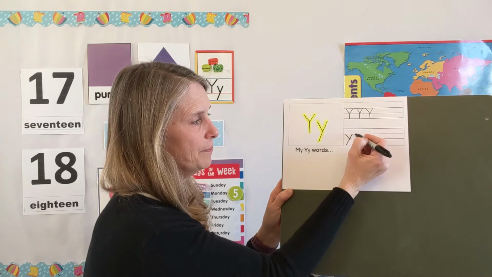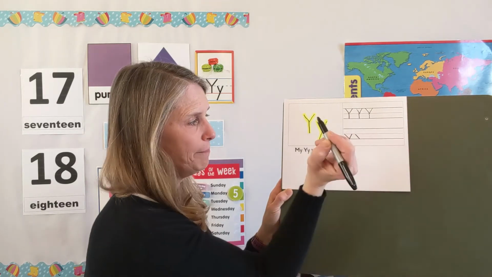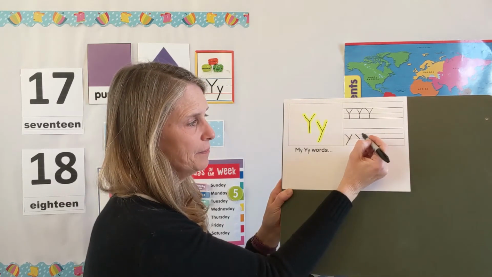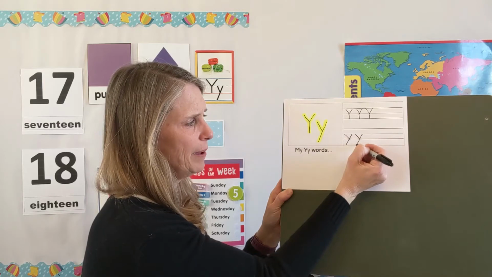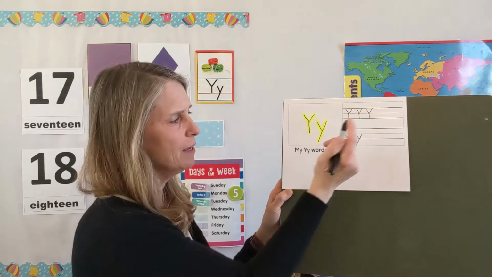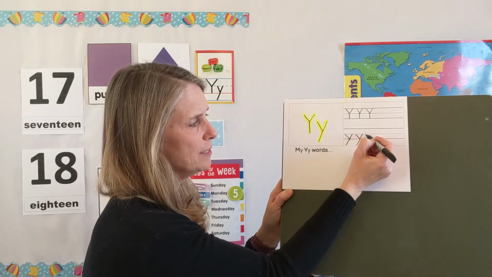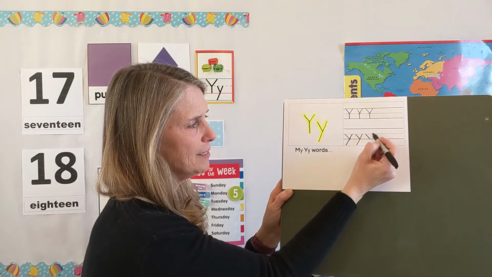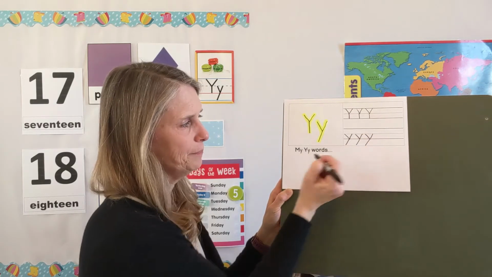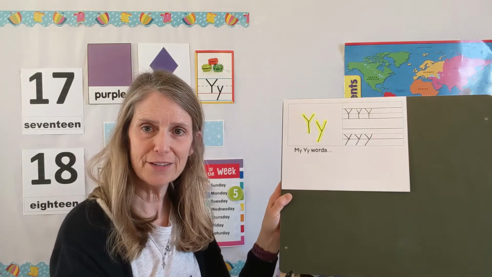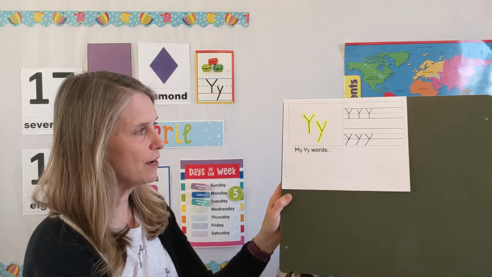Start at the dotted, go down to the solid and stop. Back to the dotted and slide all the way down past. Do one more time. Dotted to solid and stop. Dotted and all the way down. Those are our Y's, our uppercase and lowercase Y's.